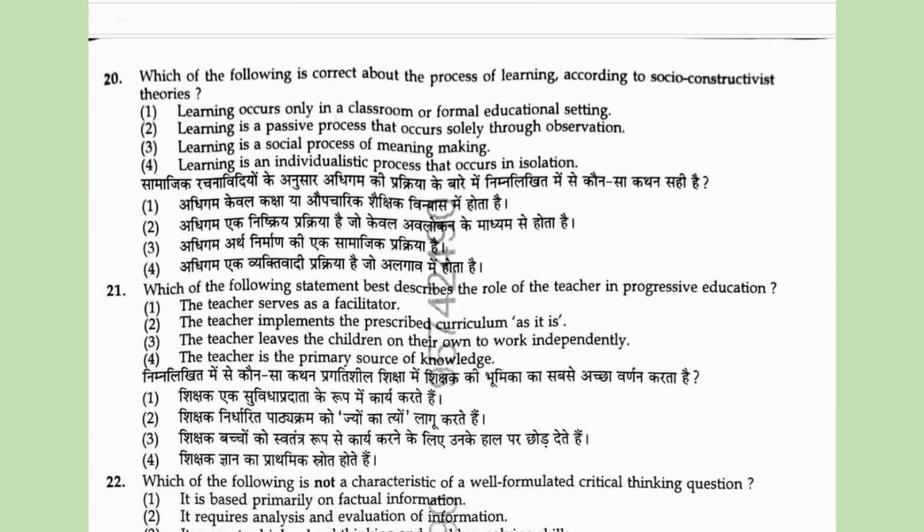Which of the following is correct about the process of learning according to socio-constructivist theory? Learning occurs only in the classroom. No. It's a passive process. No. It is a social process and meaning making, not an individualistic process, not in isolation. So the correct answer is learning is a social process of meaning making.